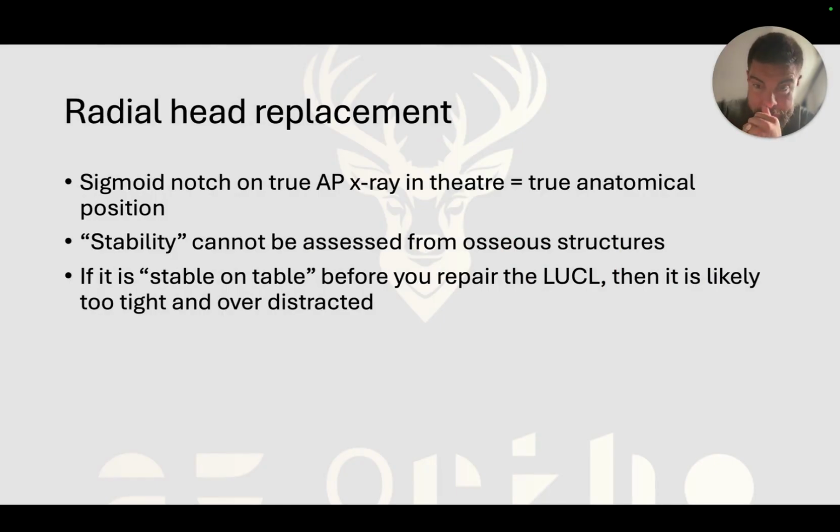The radial head replacement and the sigmoid notch on true AP is the true anatomical position. So you really should consider having X-ray in theatre for these. You will have lots of people who will suggest that you don't need X-ray because you can get the stability assessed on table. If you have osseous stability from your radial head and your radiocapitellar joint, I can tell you now that you have overstuffed that joint. The radiocapitellar joint is not inherently stable without the LUCL and the RCL being reattached. You cannot be attaching, reattaching and detaching this during your time of sizing your length of your radial neck when you're doing a radial head replacement.